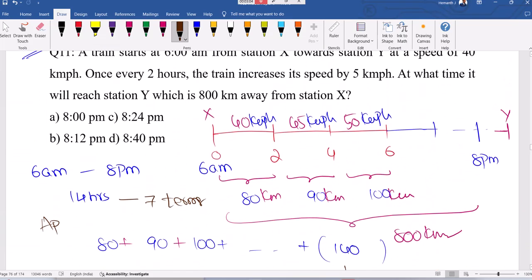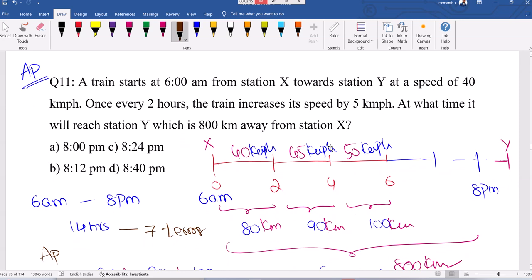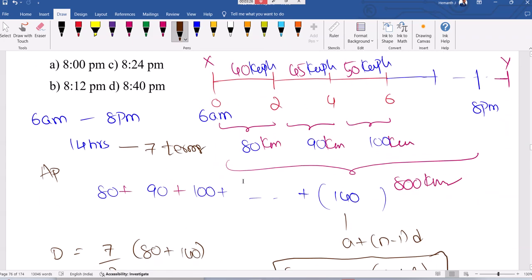824. The initial speed is 40, not 5. I took initially 5, 7 like that, but the initial speed is 40. It should be increased by 5: 40, 45, 50, like that. The procedure has no issues, but the values taken are wrong. The procedure given is correct only, 5, 7 and that procedure. But the values should be 40 and 5 kilometers.